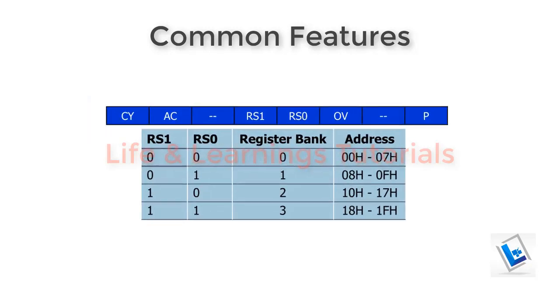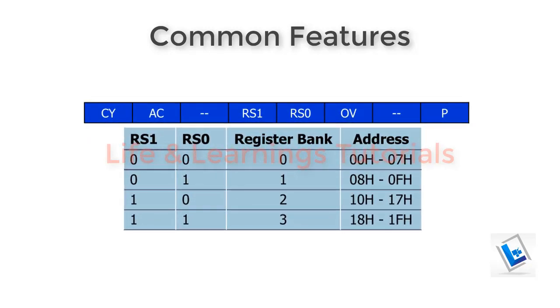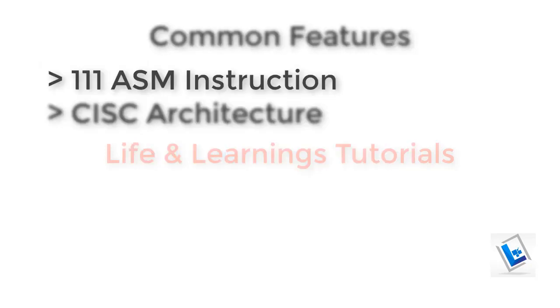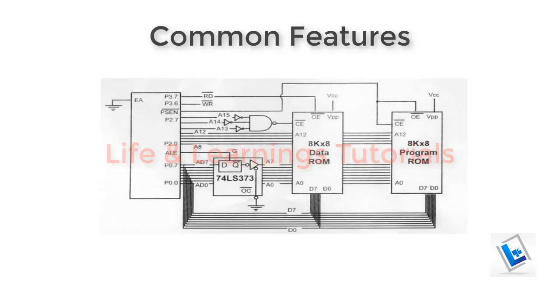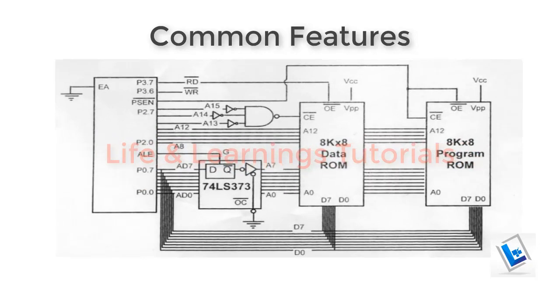The 8-bit program status word register is used to store the flag status such as carry or auxiliary carry flag. The original 8051 microcontroller supports 111 assembly language instructions, and it is a CISC-based architecture. The microcontroller is featured with a 16-bit address bus and 8-bit data bus to access the external memories.